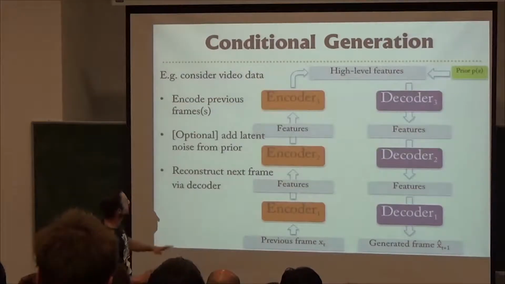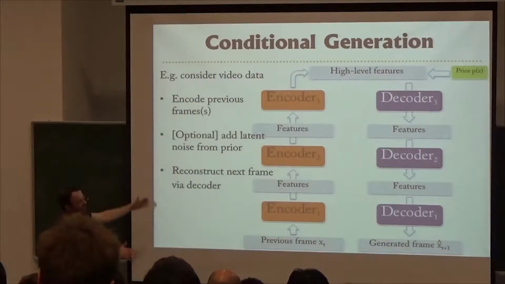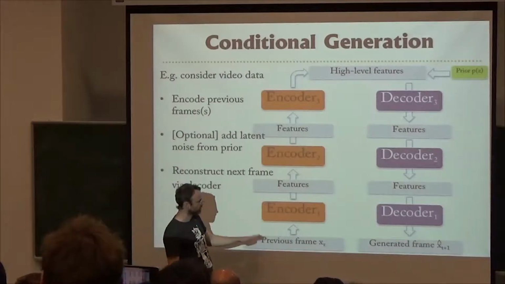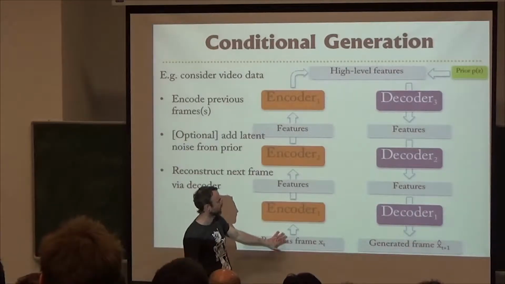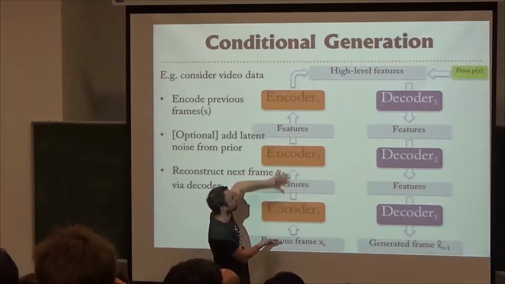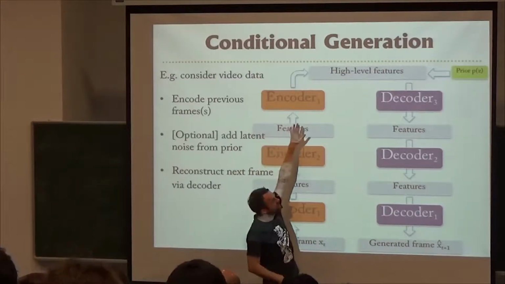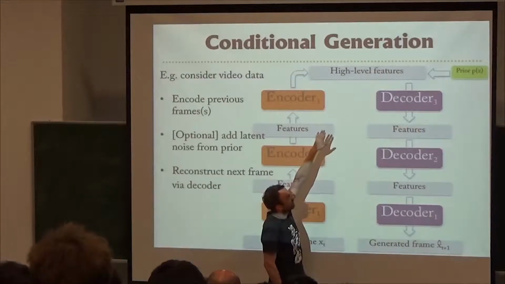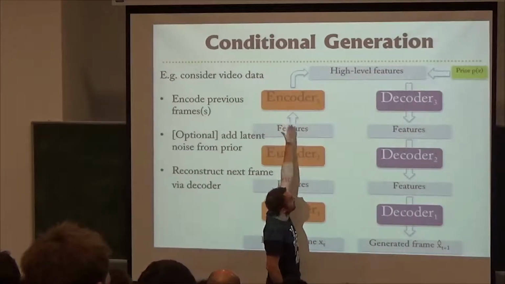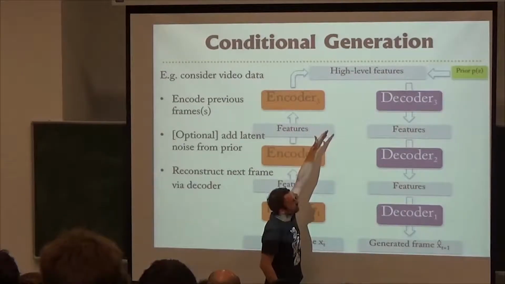Okay. If you want to do something like conditional generation, how would that work? Typically, your previous information will be passed through some kind of encoder. If you think about video, for example, that would be your convnet. You'll get some high-level features, and then at the top there would be a predictor that's trying to predict the next-level features.